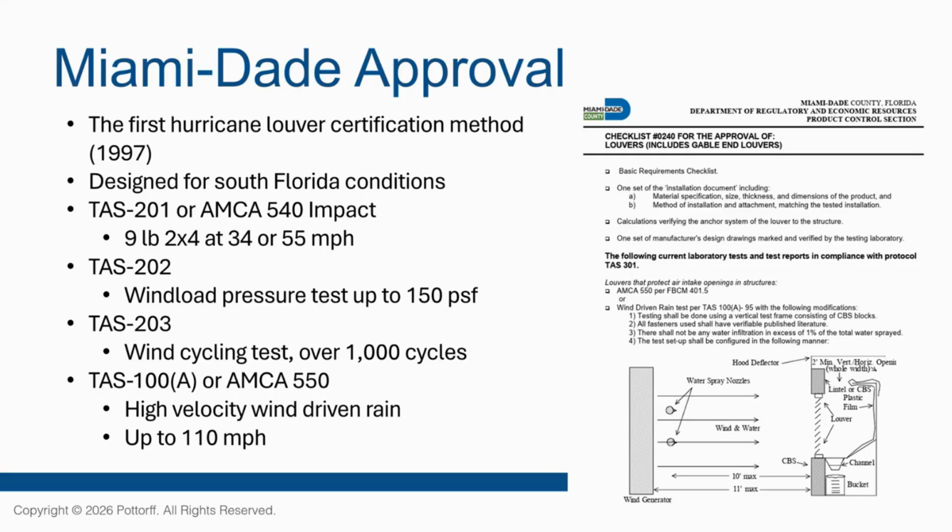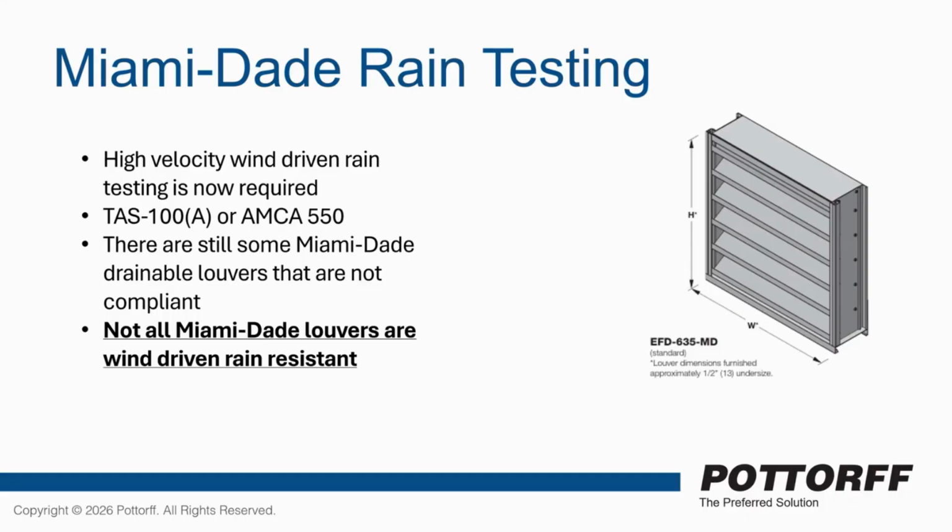Now, TAS 100, but predominantly AMCA 550, is the high velocity wind driven rain. And that is where we're going to shoot rain at up to like 110 miles an hour at this louver. And that test is a pass or fail. You're going to get some water into your louver, and it's how much after a certain number of gallons. The Miami-Dade rain testing, again, that's mostly 550.